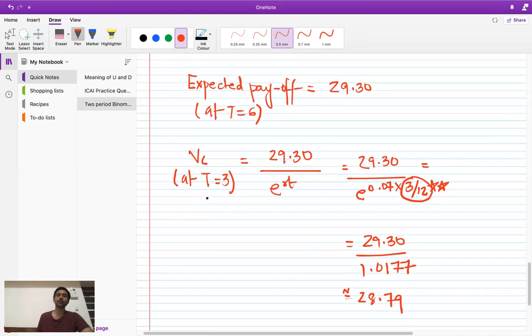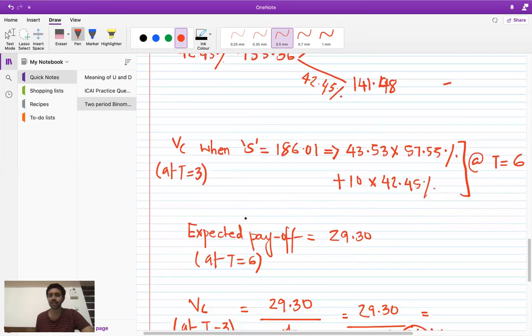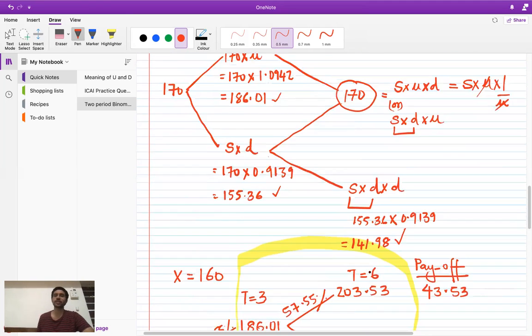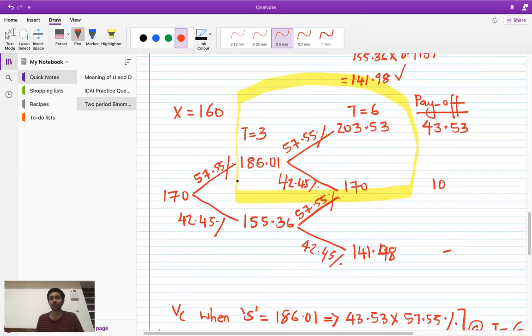So the value of the call option at t equal to 3, when the share price is 186.01, is 28.79. I'll repeat: at t equal to 3, if the share price is 186.01, the value of the call option will be 28.79. And the same way, we will be calculating the value of the option at the bottom node.